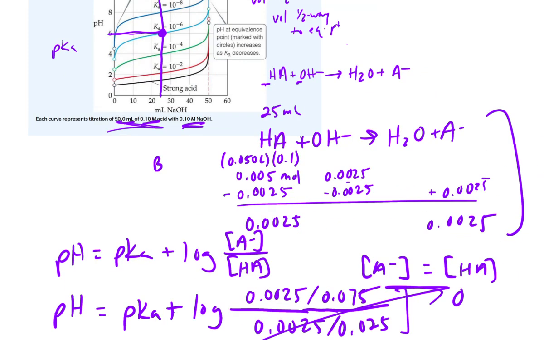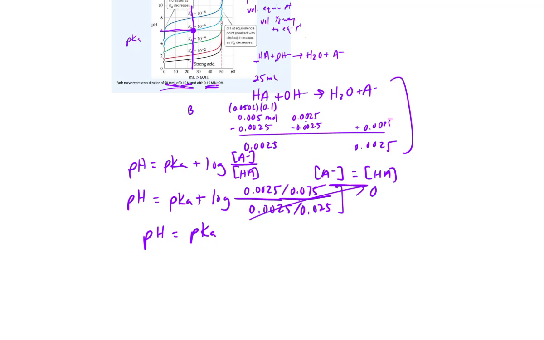And the reason being is that halfway to the equivalence point, we have equal moles of HA and A minus in solution, which makes our log of 1, which means that pH equals pKa.